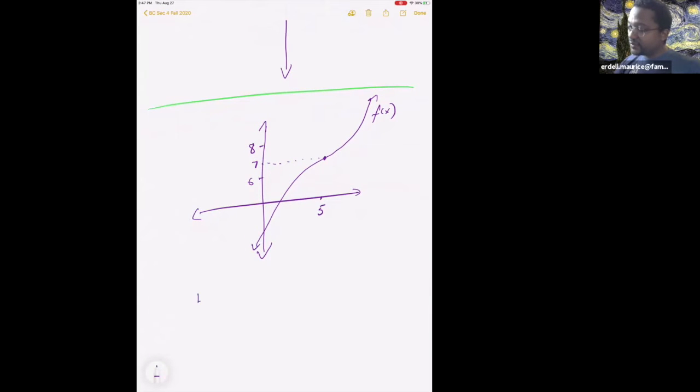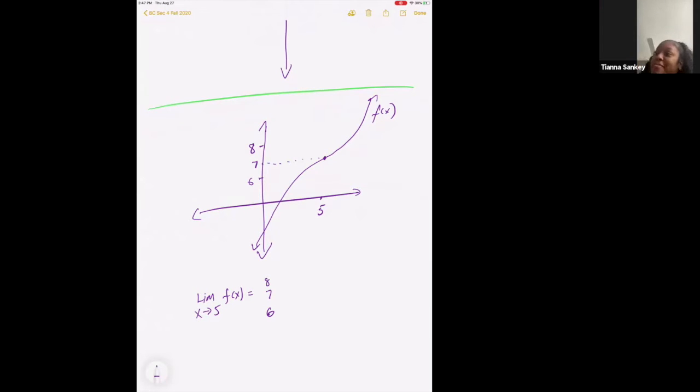If I say the limit as x approaches 5 for this function, my question to you is, is the answer going to be 8? Is the answer going to be 7? Or is the answer going to be 6? Which of these is the correct answer? Let's see what I have right here.